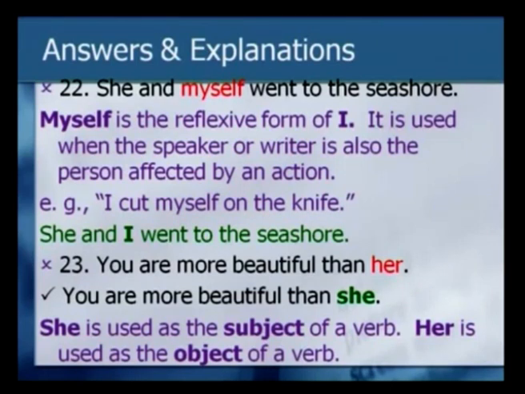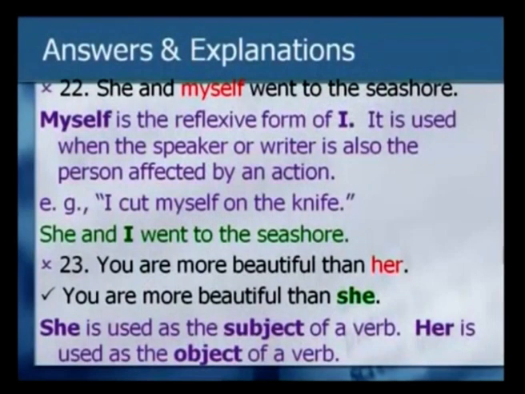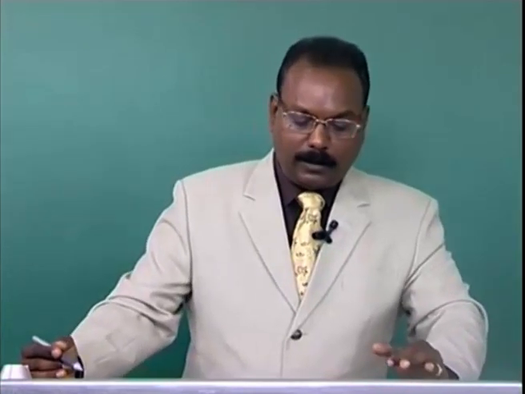So, as in the example of I cut myself on the knife. So, this is fine, this is correct. But if you are saying this, she and myself went to the seashore, so then the correct form is, you have to use I instead of myself. She and I went to the seashore. This is the correct form. Look at the next one.